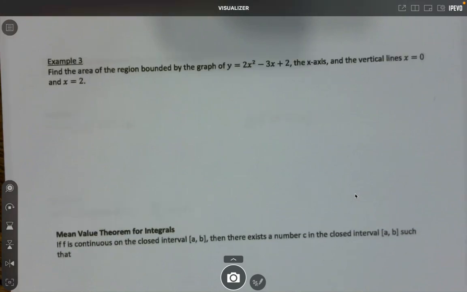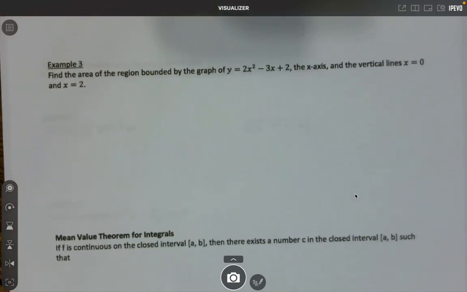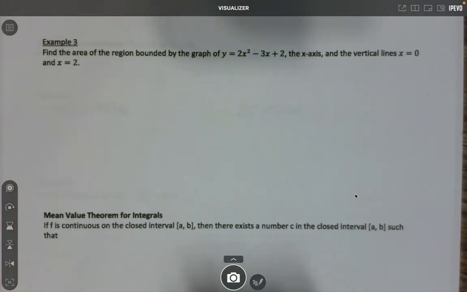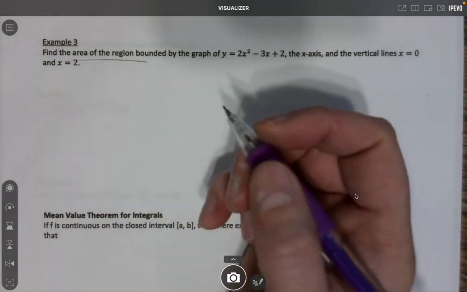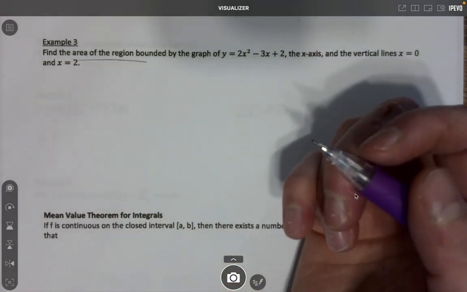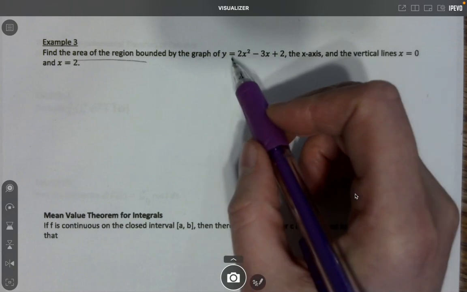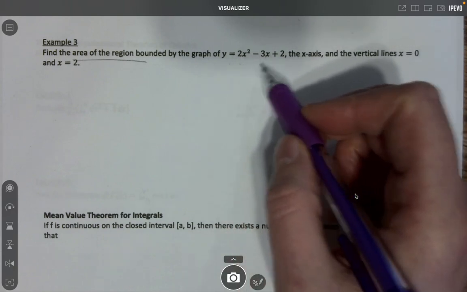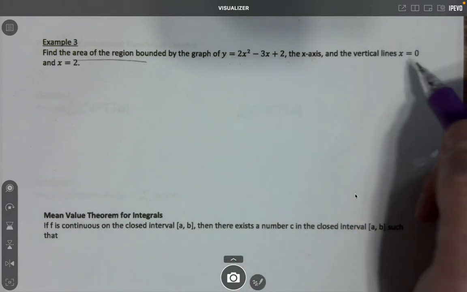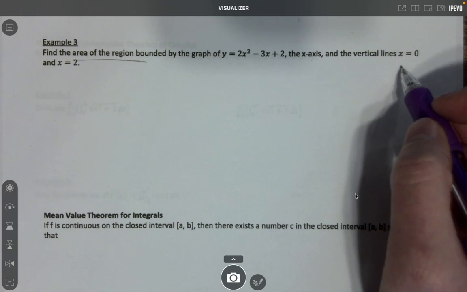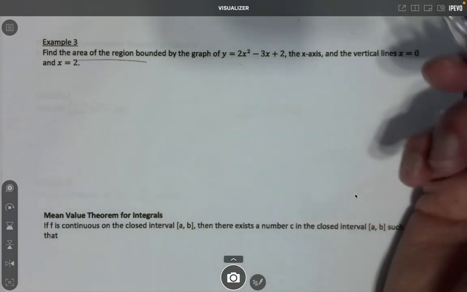So now we got a word problem where they don't just give us a definite integral to work out. So we want to find the area of the region. Okay, so area means we're going to be integrating it, of the region bounded by the graph y equals 2x squared minus 3x plus 2, the x-axis and the vertical lines x equals 0 and x equals 2.